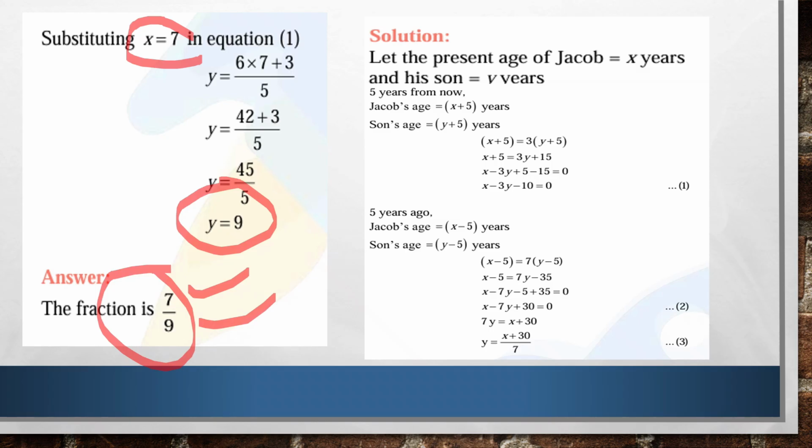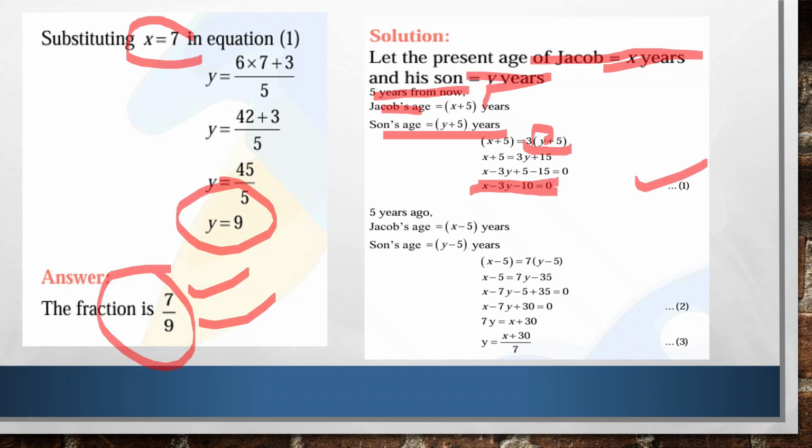Third main, sixth problem. 5 years hence the age of Jacob will be 3 times that of his son. 5 years ago, Jacob's age was 7 times that of his son. What are their present ages? So here, the present age of Jacob can be taken as x years and his son will be taken as y years. 5 years from now means x plus 5 years I can take as Jacob's age and son's age is y plus 5 years. So I can write x plus 5 is equal to 3 into y plus 5. X plus 5, I'll write it as it is in the LHS. Here in the RHS, 3 into y is 3y plus 3 into 5 is 15. So I can write x minus 3y plus 5 minus 15 is equal to 0. So equation 1 is x minus 3y minus 10 is equal to 0.